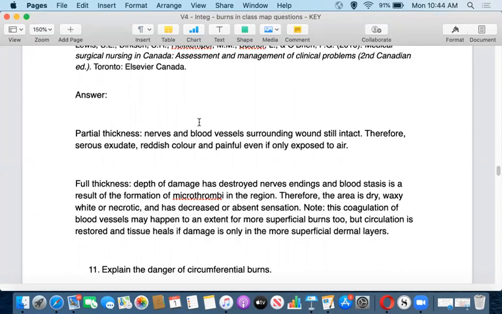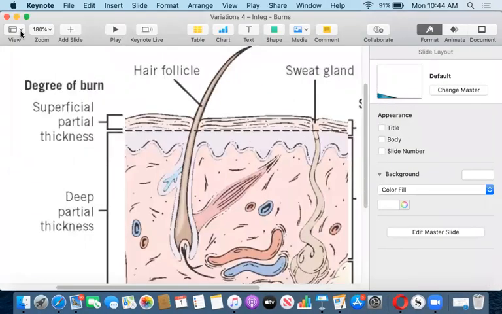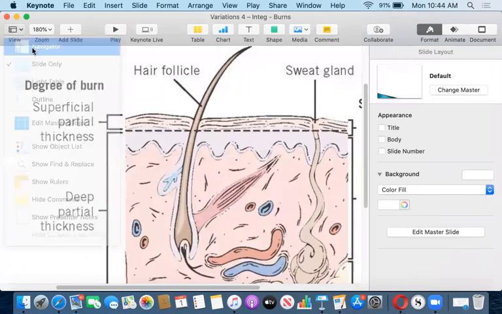So number 11, explain the danger of circumferential burns. Well, first of all, what is a circumferential burn? That means to be around something. You could have a circumferential burn around your finger. You could have it around your torso. And let's see what we have in this PowerPoint. I believe there's a picture here.